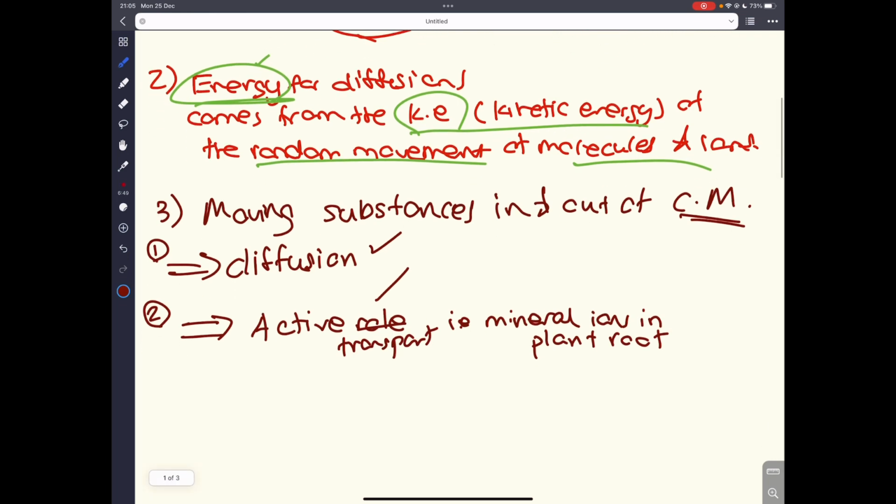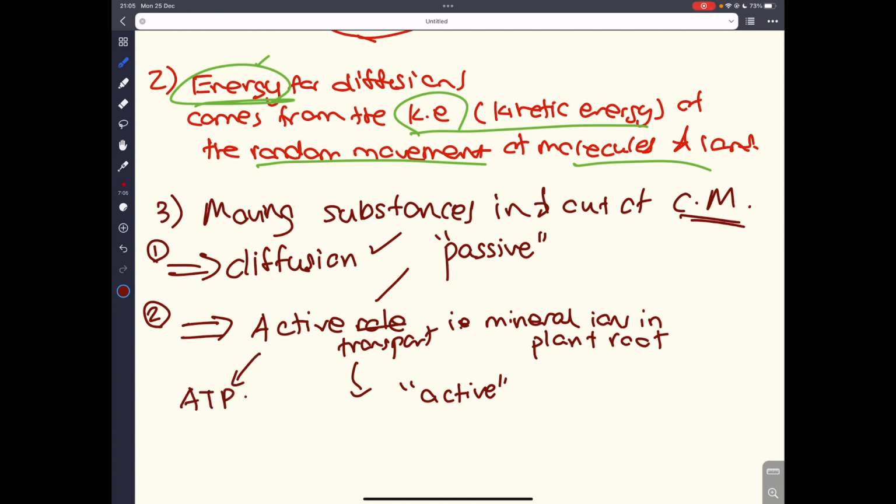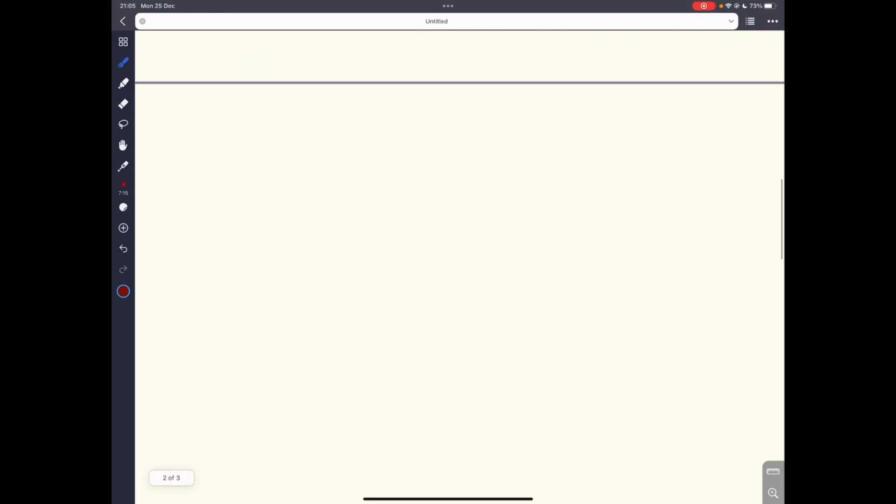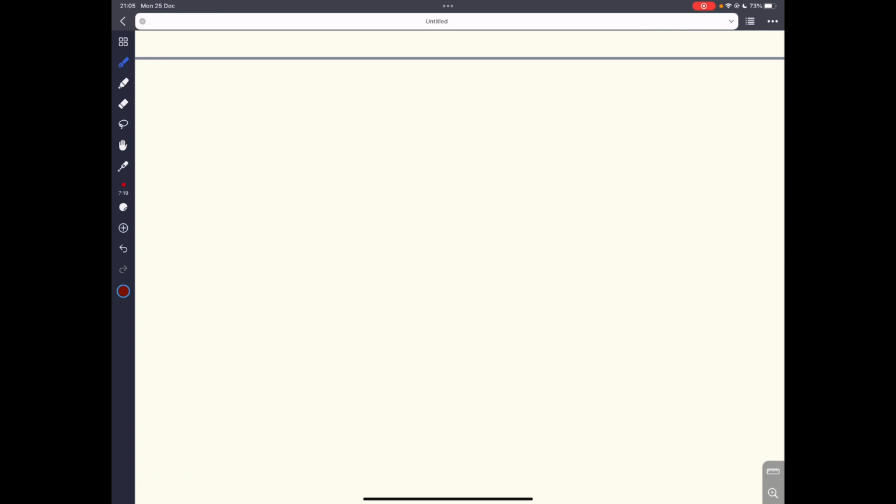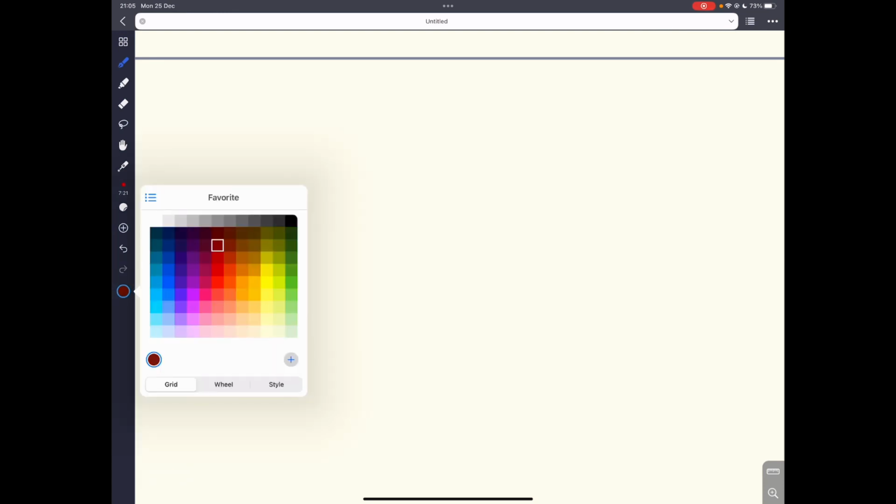Active transport. Now, diffusion is a passive process, and you should be able to describe this. Active transport is an active process, just like the name suggests, because it needs energy. ATP is required. Energy is required for this kind of method, so that you can move substances in and out of the cell membrane.